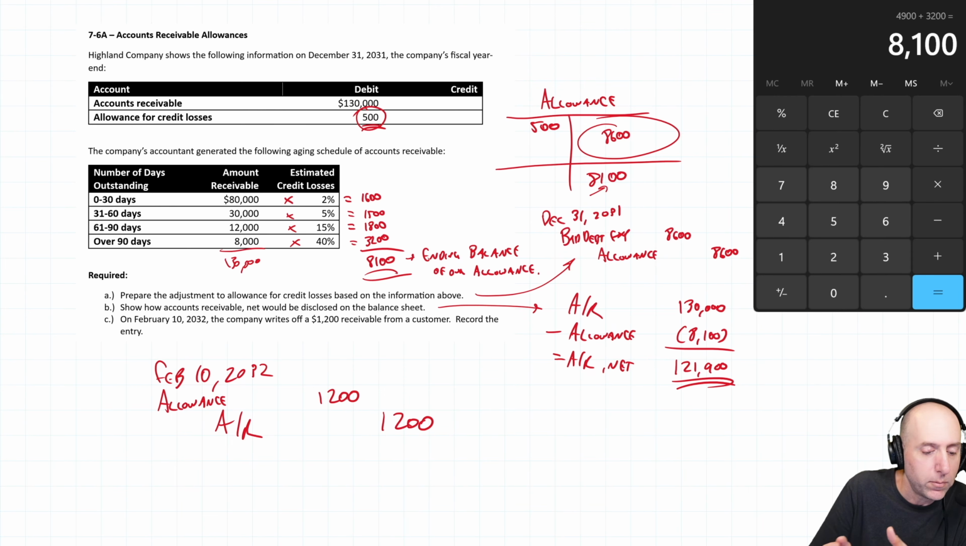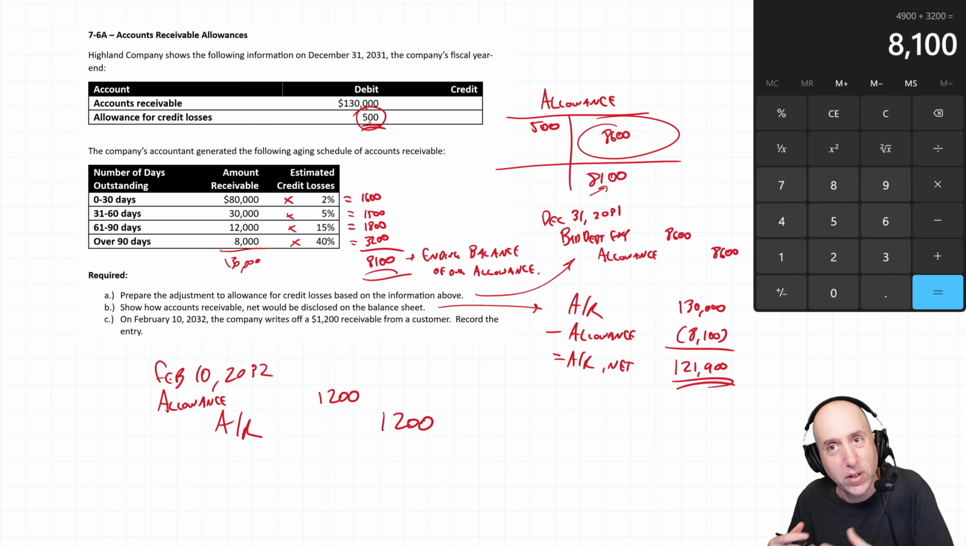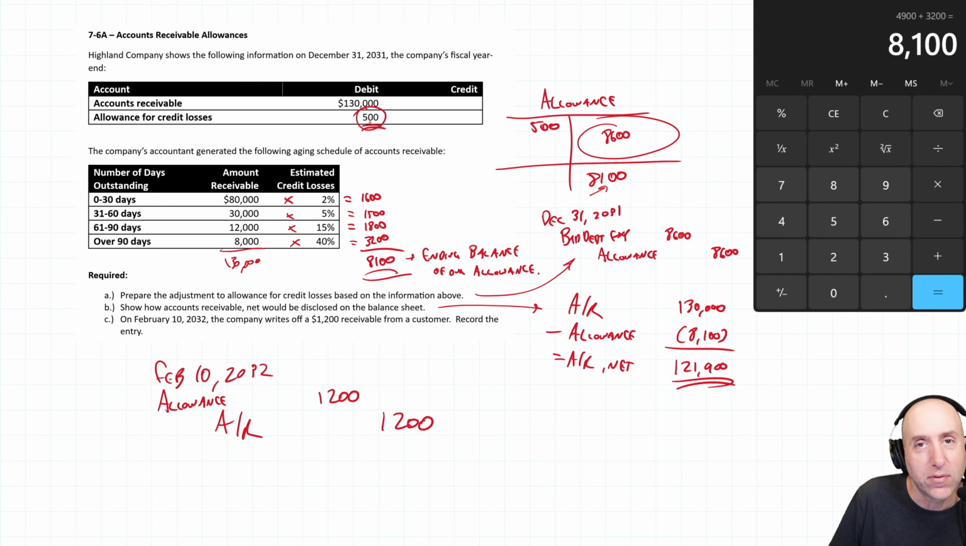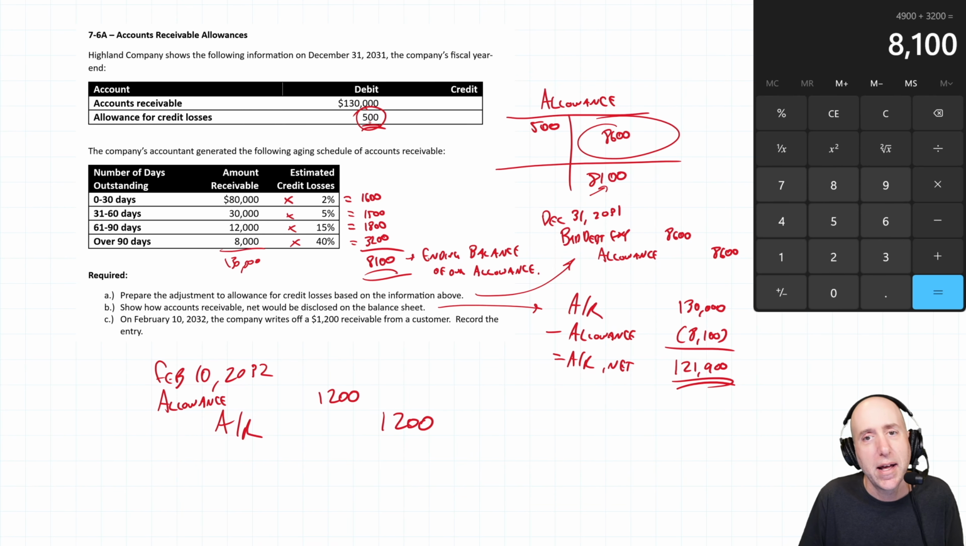So if I've written off more than I allowed for in the prior year, I end up with a debit balance in my allowance. If I wrote off less than I allowed for, in other words, I didn't use up all of my allowance, I end up with a credit balance in the allowance for credit losses. So it's useful to understand how that account works.